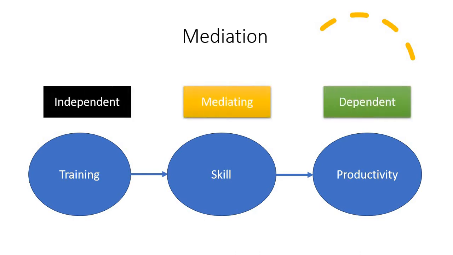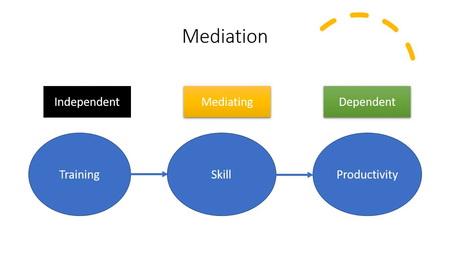So we call this variable a mediating variable or a mediator. So in this case, training is the independent variable, productivity is the dependent variable, and skill is our mediating variable, which is between the independent and the dependent variables. It transfers the influence from the independent variable to the dependent variable.